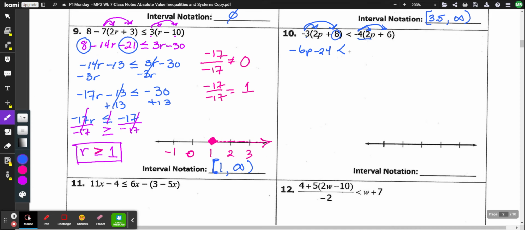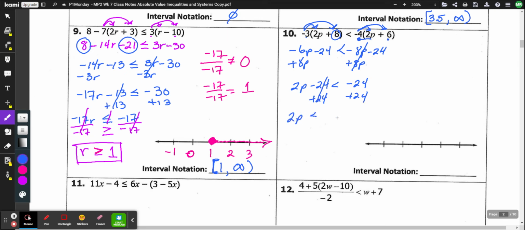Negative 4 times 2 is negative 8p, and then negative 8 times positive 6 is negative 24. Combine like terms. Let's add 8p to both sides, so those can cancel. Negative 6 plus 8 is 2p. Minus 24 is less than negative 24. Let's add 24 to both sides. Those will cancel.